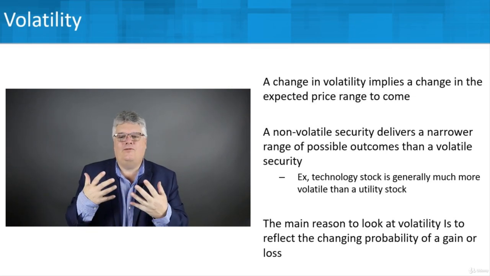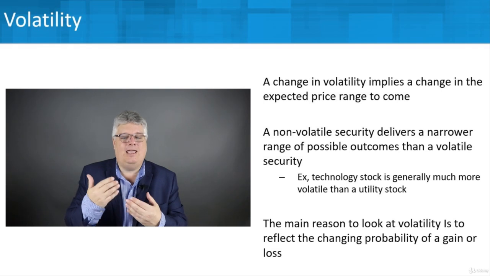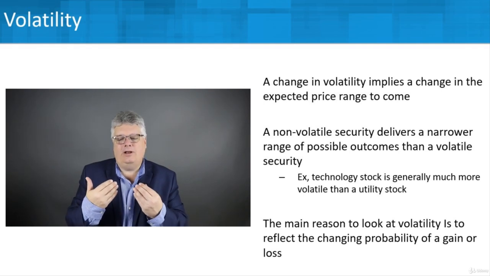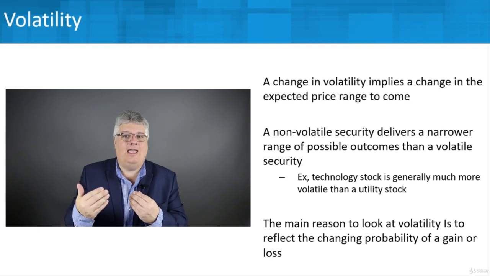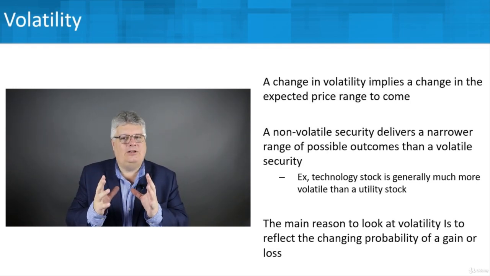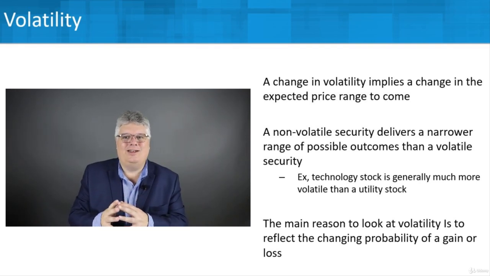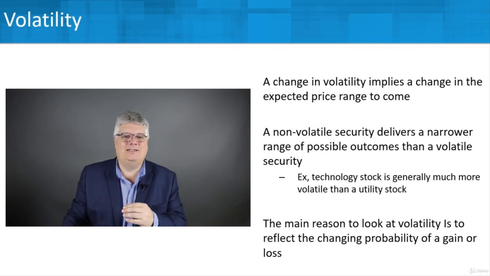So the main reason to look at volatility is to reflect the changing probability of a gain or loss. What are the possible outcomes if I make a trade, that I'm going to have a gain, and what are the chances I may have a loss? And can I look at volatility in a way that makes this work in my favor? The good news is you can, and that's what we're going to learn about in these upcoming lessons.